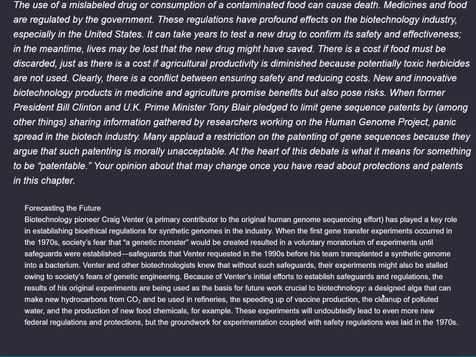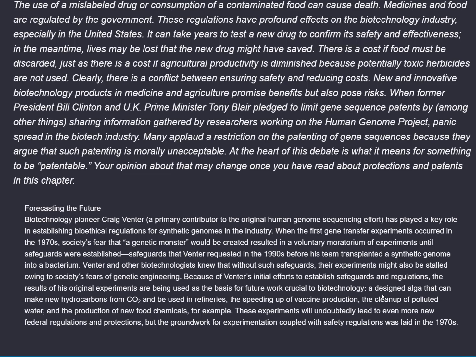There is a cost if food must be discarded, just as there is a cost if agricultural productivity is diminished because potentially toxic herbicides are not used. Clearly, there is a conflict between ensuring safety and reducing costs. New and innovative biotechnology products in medicine and agriculture promise benefits but also pose risks.